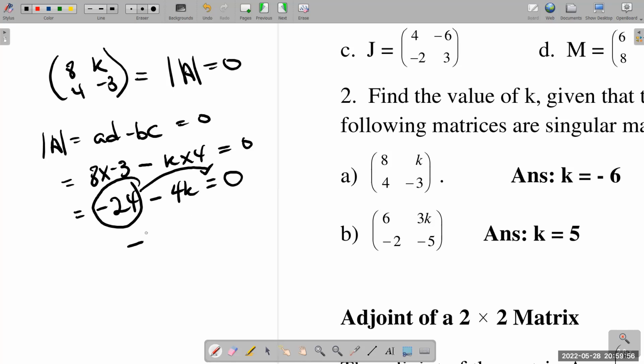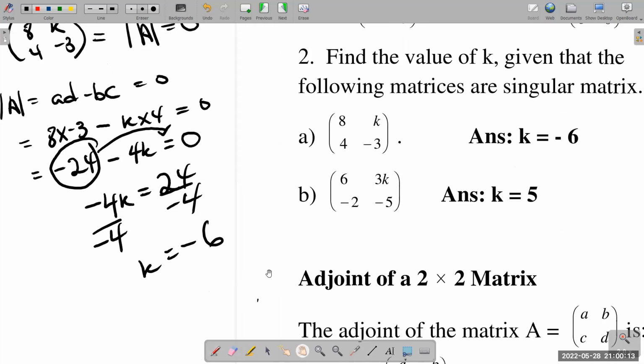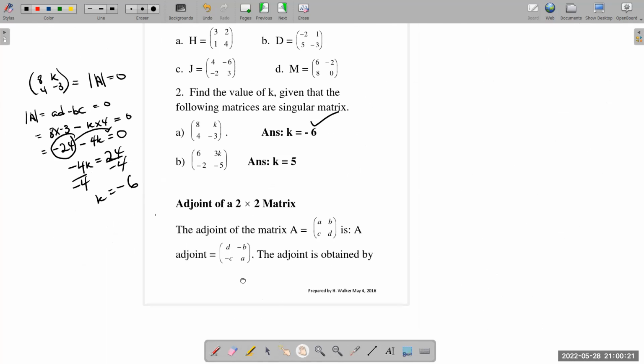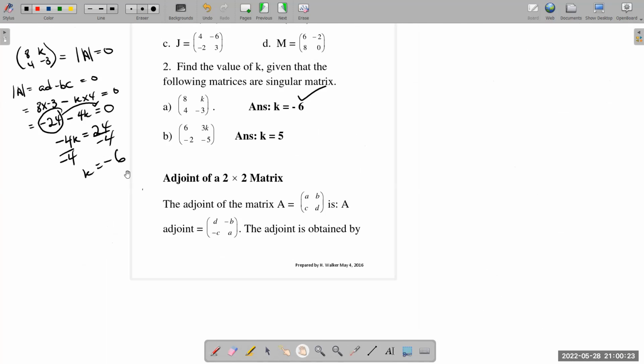So we got negative 4K is equal to positive 24. Don't forget, when you move it over, the sign changes. I want K. So I divide by negative 4 on both sides. So K is going to equal to what? Negative 6. Everybody with me? See? We have to learn how to read and understand, and from what they give us, know what to do with it. All right, so we know how to find the determinant.